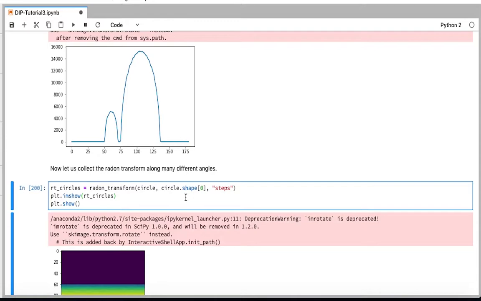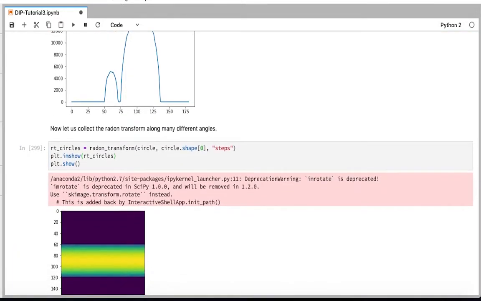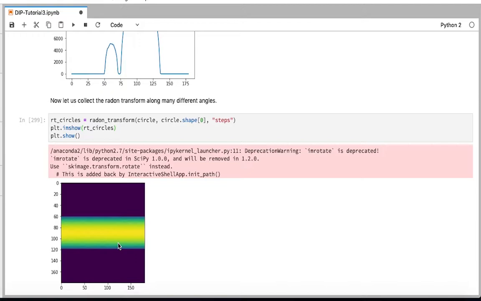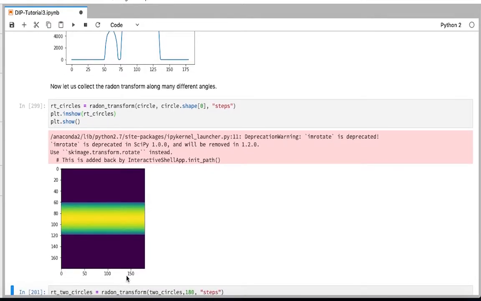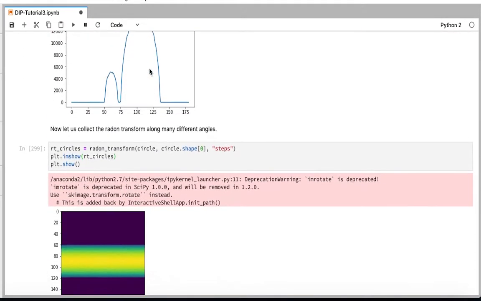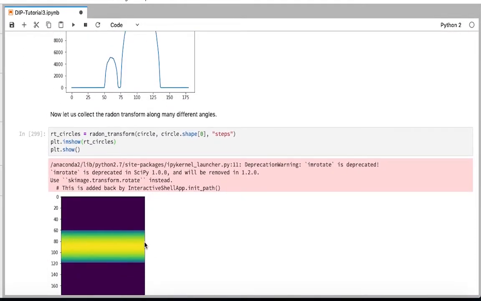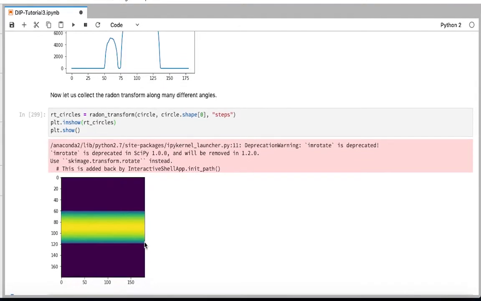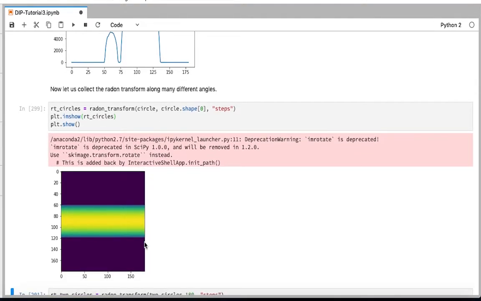So now let's do it for all the angles. Let's sweep from 0 to 180. We get something like this for one circle, because it's symmetric, and as we saw, all the measurements are the same along all the angles. Basically, the x-axis is 0 to 180, and each line in this axis is this one circle, so we get something like this, and this is called a sinogram. A sinogram is essentially what we get out of a CT machine.